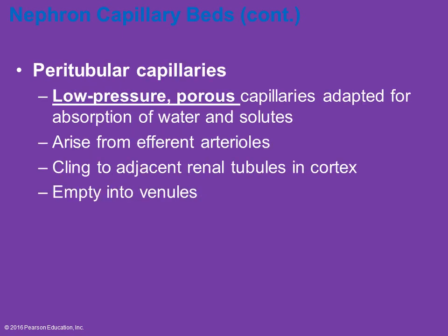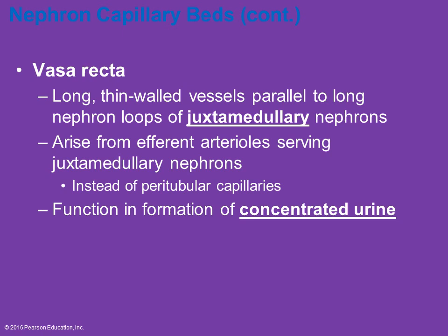The peritubular capillaries, here the blood pressure is low because they are surrounding the tubules where you are often having secretion occurring, which means you are putting substances back into the blood. The vasa recta, this is just associated with the nephron loops of the juxtamedullary nephrons, and it's going to be involved with helping to form concentrated urine.